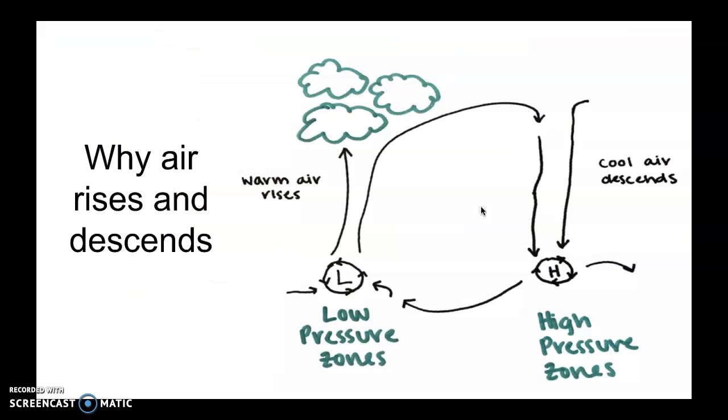As seen in the diagram, in a low pressure system, warm air rises. The wind converges and forces air upwards. Here we will see more precipitation and more cloud formation. In a high pressure zone, cool air descends, resulting in good weather. The high pressure zones are considered to be anticyclones, whereas the low pressure zones are considered to be cyclones.